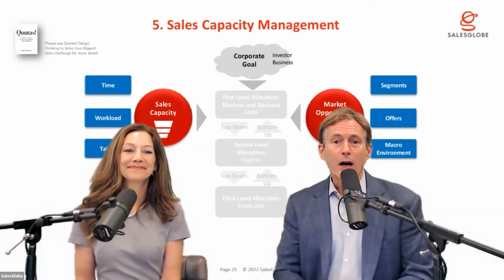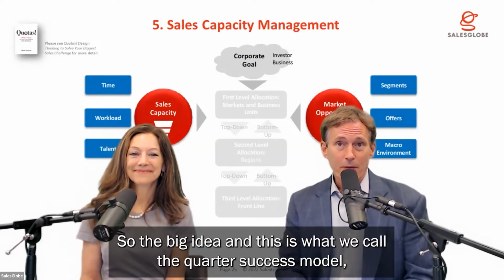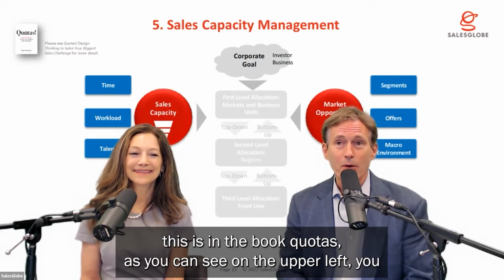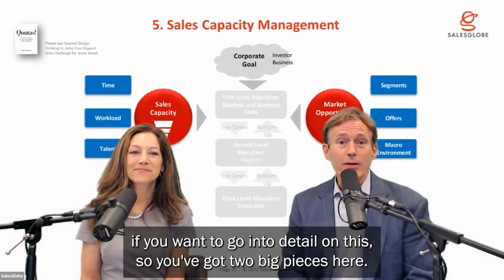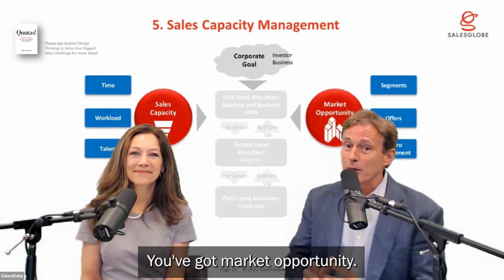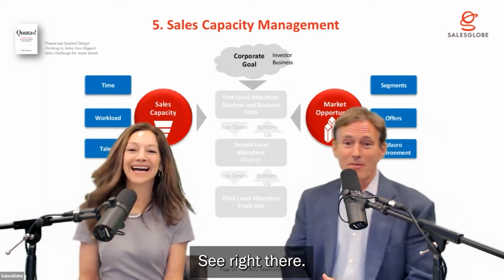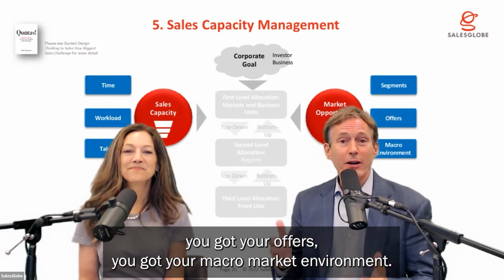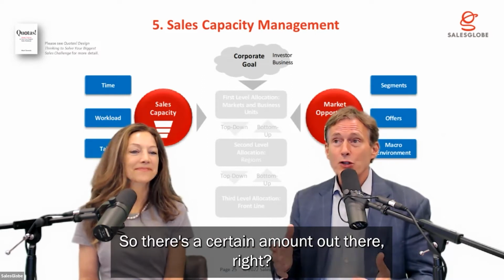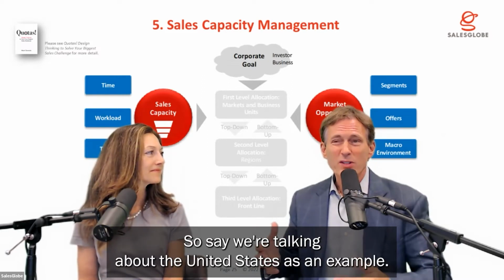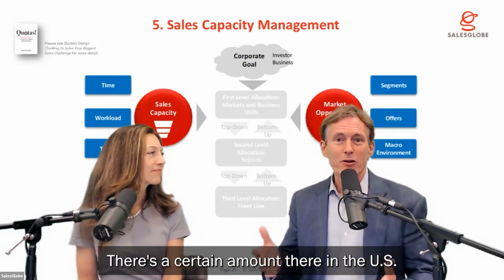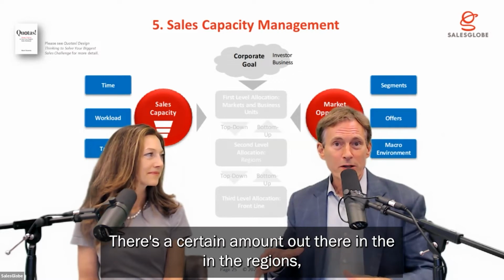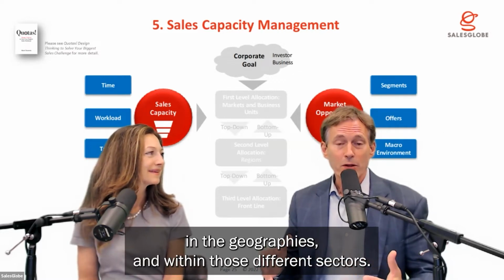Okay, so let's take a look at some of the details behind this, and I'll just give a broad view here initially. So the big idea, and this is what we call the quota success model. This is in the book Quotas, as you can see on the upper left here, if you want to go into detail on this. So you've got two big pieces here. You've got market opportunity. And in the market opportunity, you've got your segments, your offers, your macro market environment. So there's a certain amount out there, right? Say we're talking about the United States as an example. There's a certain amount there in the US, and out there in the regions and the geographies and within those different sectors.